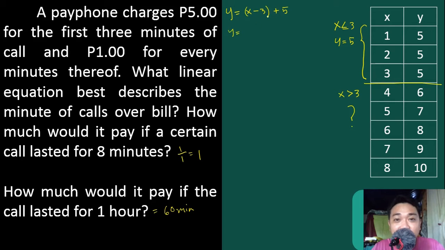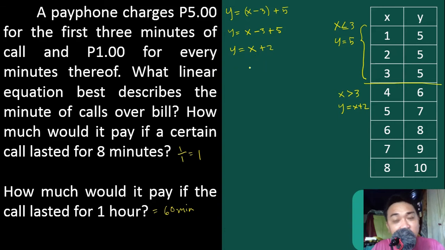So, ayusin natin kasi may mga similar terms tayo dito whenever we remove the grouping symbol, di po ba? So, in that case, that is the same as x minus 3 plus 5. Ayan po. And let us combine these similar terms. That will be x, negative 3 plus 5 is positive 2. So, therefore, our linear equation is y is equivalent to x plus 2, whenever x is greater than 3. Y is equivalent to x plus 2.